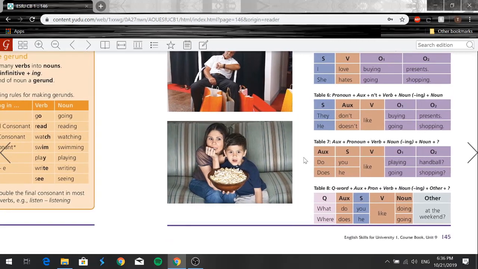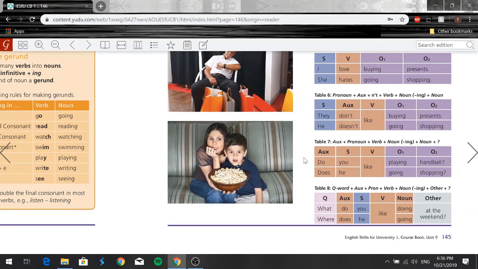Here we have table 7: auxiliary, pronoun, verb, plus the noun ing, and the second noun. So, do you like playing handball, or does he like going shopping? We could also say, do you like playing basketball? Do you like playing football? Do you like playing soccer? Do you like playing video games? All of these are different examples with the auxiliary do. Does he like going shopping? Does he like going out to eat, right? Does he like going to the mall? All of these are different examples, okay?